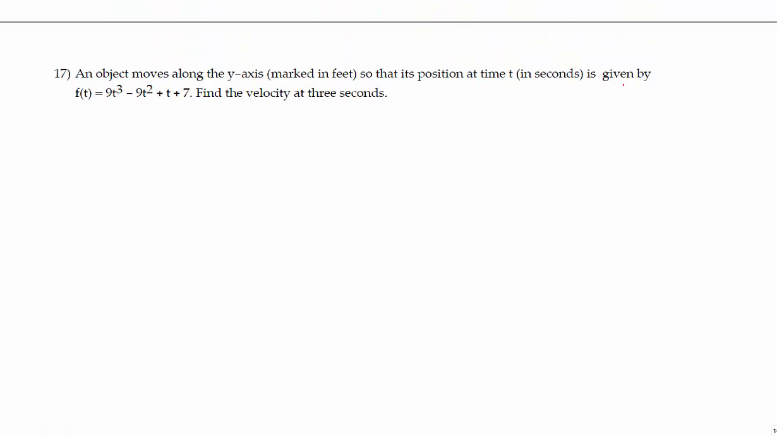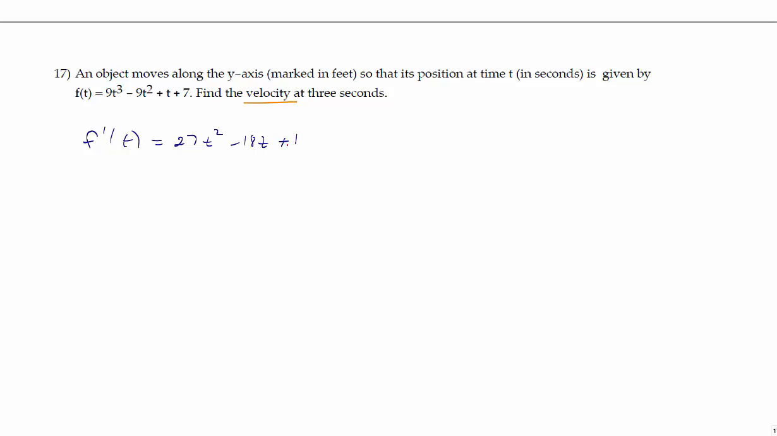Question number 17. An object moves along the y-axis, marked in feet, so that its position, in terms of time in seconds, is given by f of t. Find the velocity at 3 seconds. Okay, so now we're asked to find the velocity. Since it didn't specify average velocity, we know that means instantaneous velocity. The velocity is going to be equal to the derivative of the distance function. So it gives me the change in distance with respect to time. So f prime of t is equal to 27t squared minus 18t plus 1.